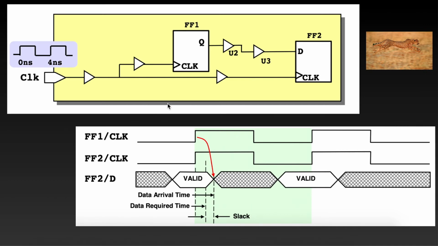Now let's see how the hold check is performed. Once the clock rises at the launch flip-flop, the data at Q pin changes after the clock to Q delay, and then the data at flip-flop 2 D pin changes after the signal passes through the combinational logic delay. Since the data at flip-flop 2 D has to stay stable for T hold time after the clock edge, the change at this point has to be at least T hold time after the clock edge.